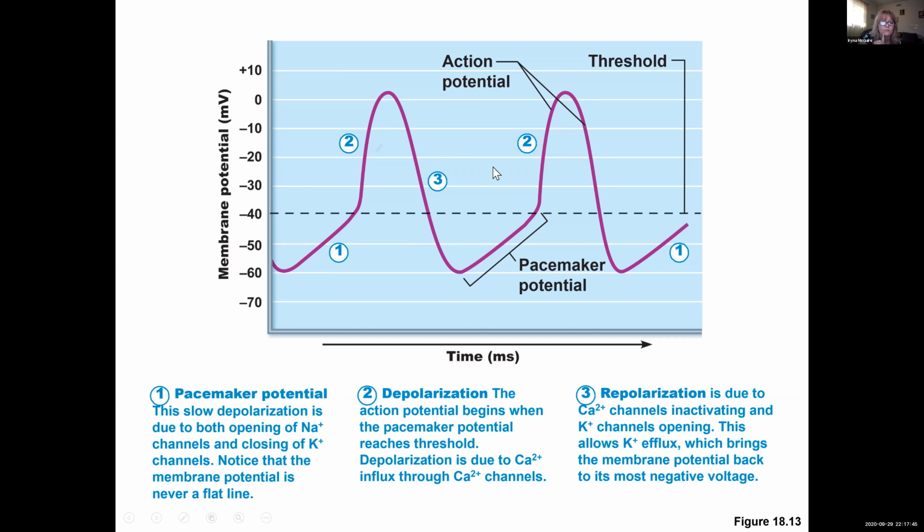So you see, they look very different, but again, I want to repeat that this graph represents an electrical event in a pacemaker cell, autorhythmic cells. Okay.